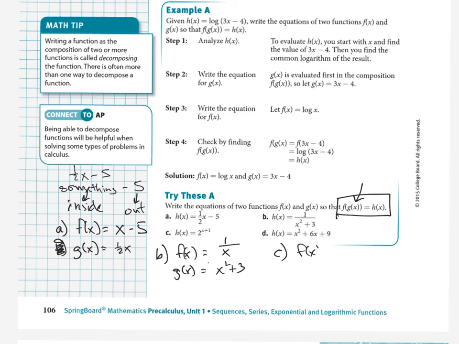For part C, ooh, tricky. F of x, g of x. It's going to be 2 to some power, 2 to some power. And my power, which is my something, or my g of x, is going to be x plus 1.